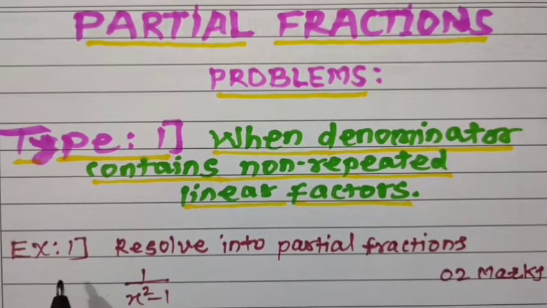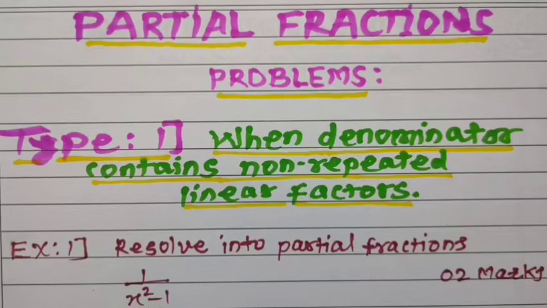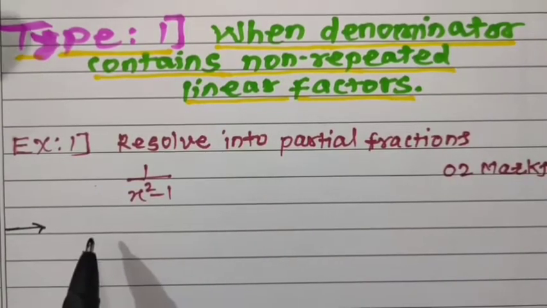So first of all, sum number 1: resolve into partial fractions this rational function, 1 upon x square minus 1. This sum appeared for 2 marks. Let us solve this sum.